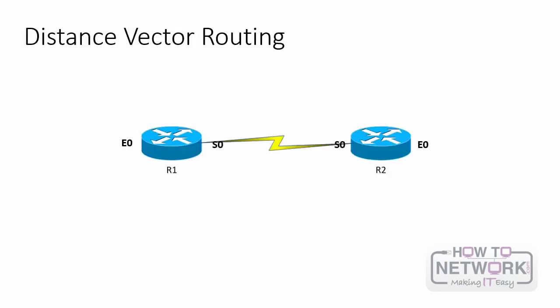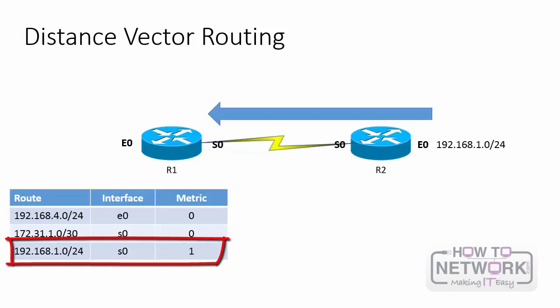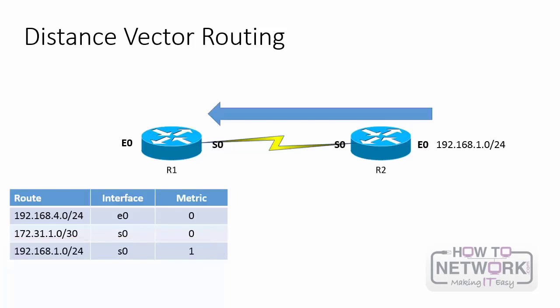But let's go ahead and take a look at the diagram so we can better understand the issue with routing loops and distance vector routing protocols, and then what we can do about it with split horizon or poison reverse. As you can see here, we have a basic point-to-point network, router 1 connecting to router 2 over serial interface, and then a network 192.168.1.0/24, which is then advertised out serial 0 over to router 1. Router 1 then learns that route and places it in its routing table, as you can see here, with a metric of 1 hop.